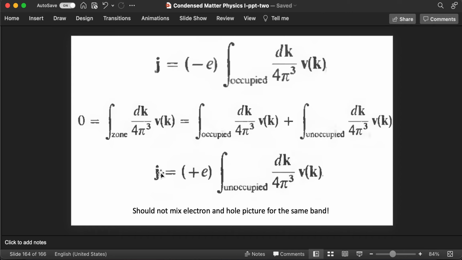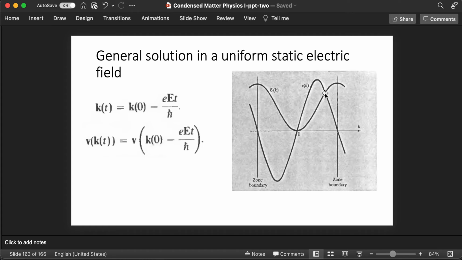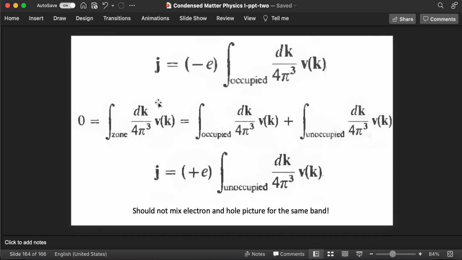So there's a very neat way of understanding electrons and the whole picture in a very simplistic way, and you can also understand that the states near the zone boundary actually behave like holes. This is the current density that we just saw, and we can simply say that this current density can be written as an integration over the first Brillouin zone, but you only consider the occupied states, because the unoccupied states are not going to result in any current.